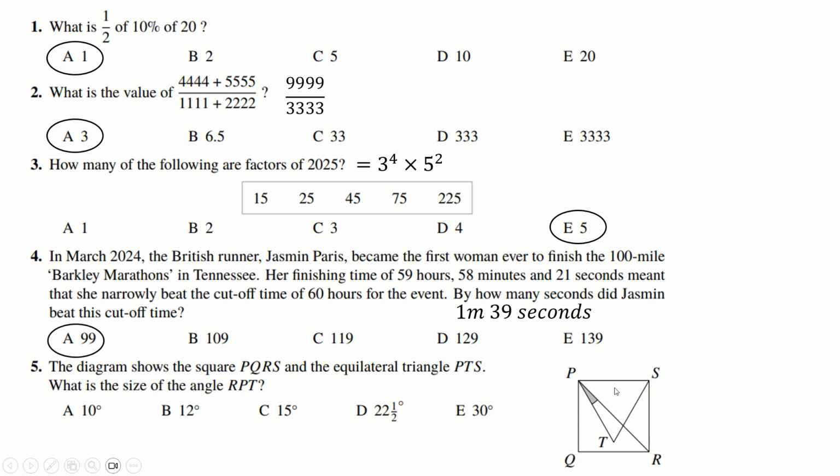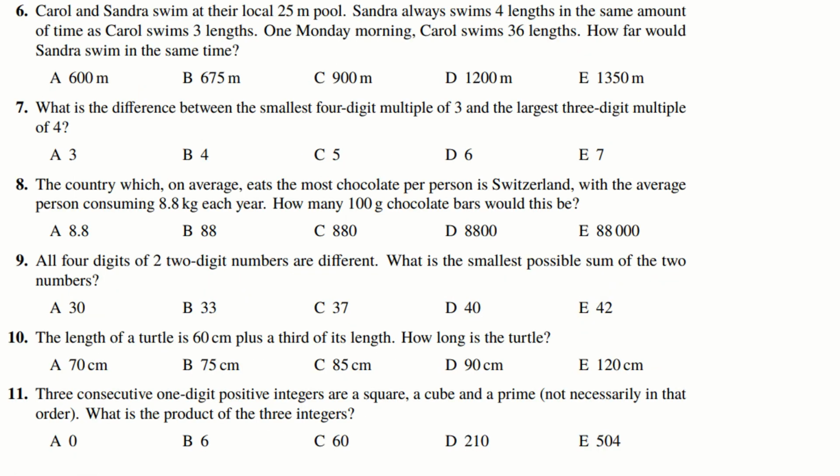And here, this is a square. When you cut a square in half like this, that makes this 45 degrees. But of course, if this is an equilateral triangle, then each interior angle is 60 degrees, which means this difference here must be 15. And we'll circle that answer as well.